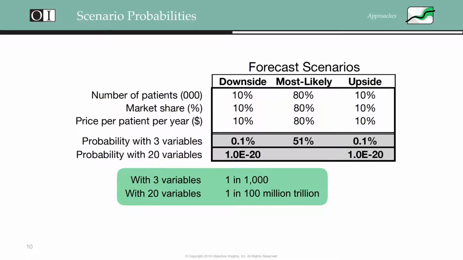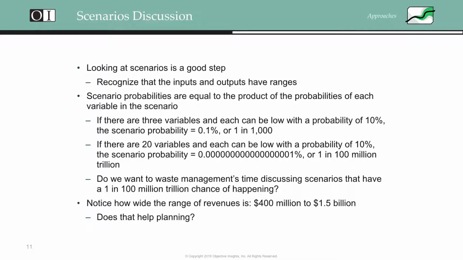So while looking at scenarios is a very good step, do we really want to waste management's time by looking at scenarios that have a 1 in 100 million trillion chance of occurring? And also notice how wide the range is for the final revenues, from $400 million to $1.5 billion. Does that really help with planning much to have such a wide range?